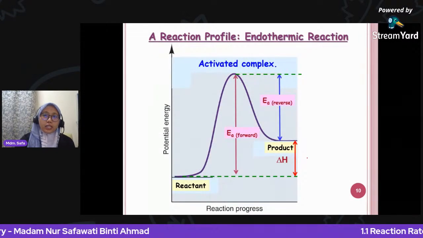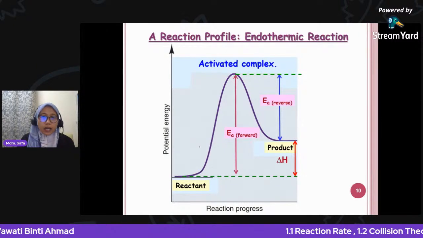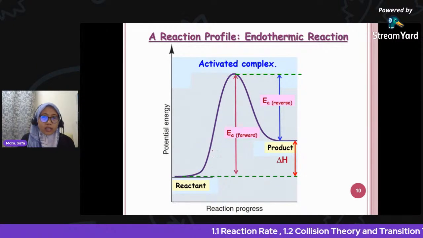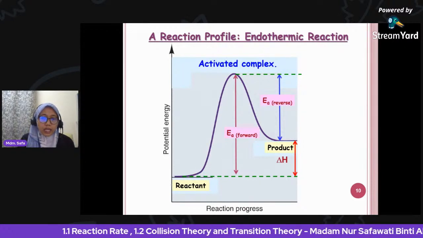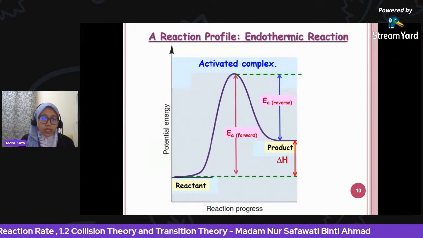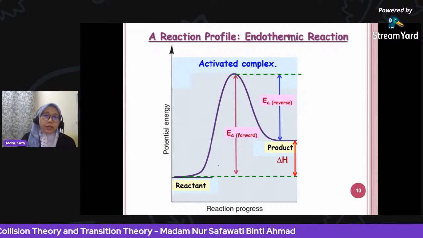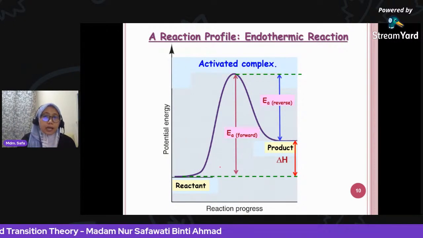Endothermic adalah delta H positif sebab apa? Product, okay, the energy of the product is greater than the reactant. Okay, so bila lagi besar produk tolak dengan nilai yang kecil, sudah akan dapat positif. Okay, so delta H is positif.